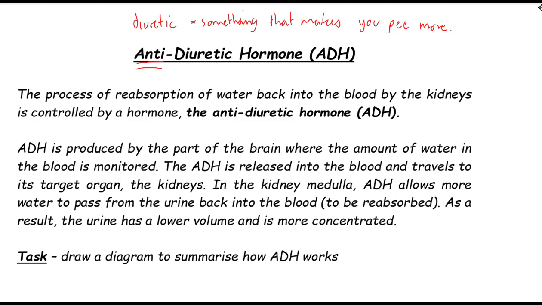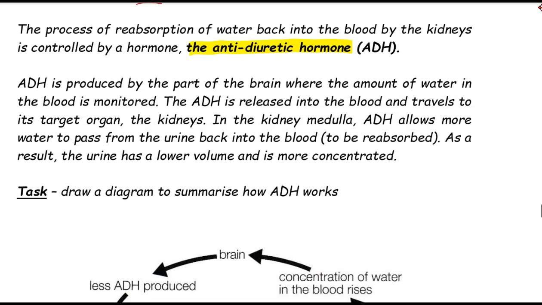The process of reabsorption of water back into the blood by the kidneys is controlled by the hormone ADH, or anti-diuretic hormone. ADH is produced by part of the brain where the amount of water in the blood is monitored. The ADH is released into the blood and travels to its target organ, the kidneys. In the kidney medulla, ADH allows more water to pass from the urine back into the blood to be reabsorbed. As a result, the urine has a lower volume and is more concentrated. So anti-diuretic hormone makes you pee more concentrated and a lower volume of urine.